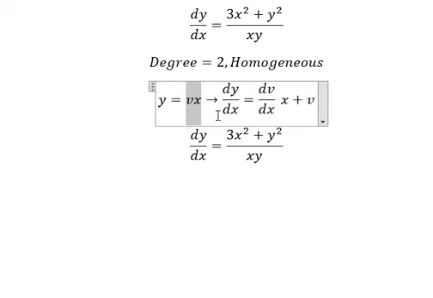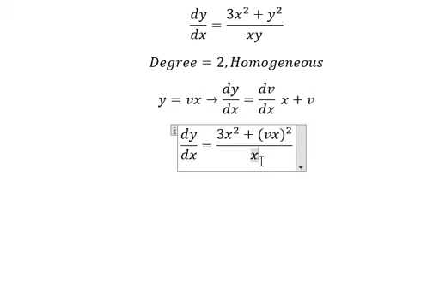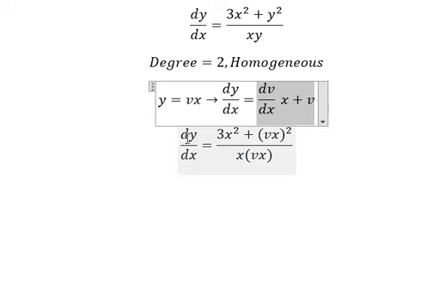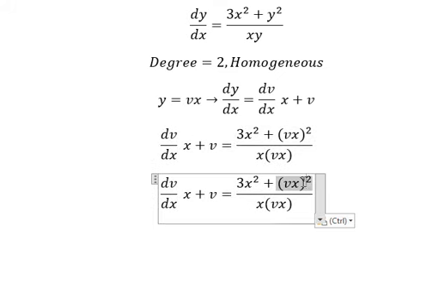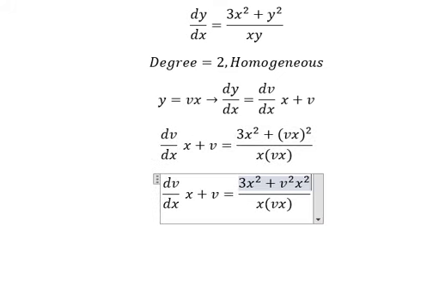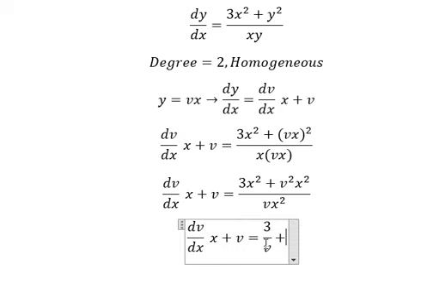So I will put this one to change for y. Similar for this one. dy over dx, we change by this one. This one we have v squared x squared. This one we have vx squared. So 3x squared divided by vx squared, and v squared x squared divided by vx squared. So we have 3 over v plus v.